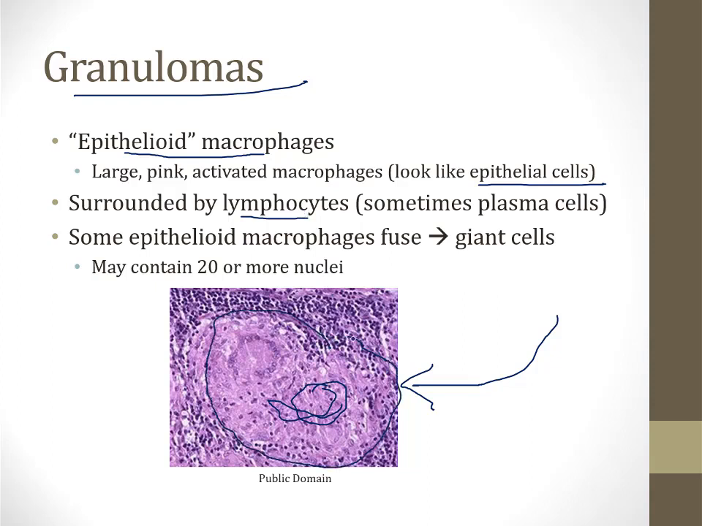And then finally, sometimes there's so much stimulation of macrophages that the epithelioid macrophages fuse and they form what's known as a giant cell. This is a giant cell right here. You can see that it contains lots of nuclei. Some giant cells can contain 20 or more nuclei. So those are the components of the granuloma. They're all a result of heavy macrophage stimulation due to something driving the immune system that cannot be stopped easily.